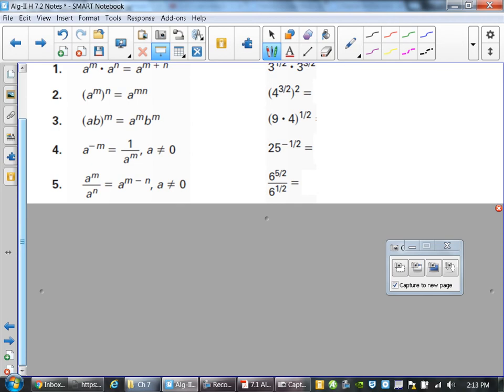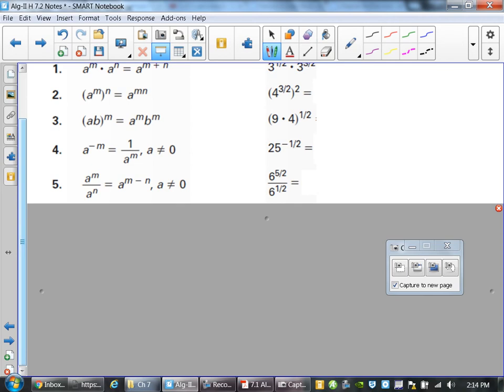So what is that? It's a 6. So it's 6 to the 5/2 divided by 6 to the 1/2. Do those have the same base? Yes. What's bigger, 5/2 or 1/2? So what's 5/2 minus 1/2? 4/2, otherwise known as 2.